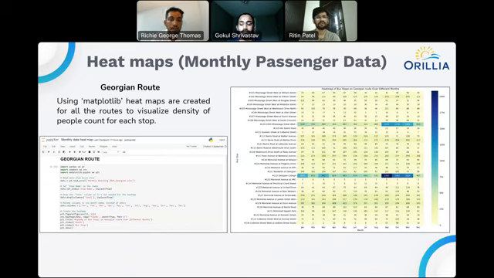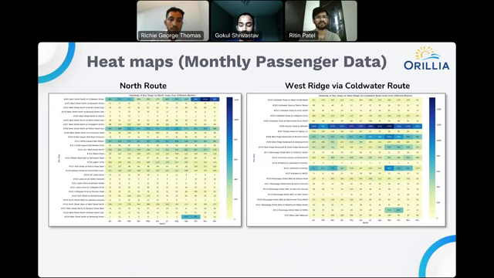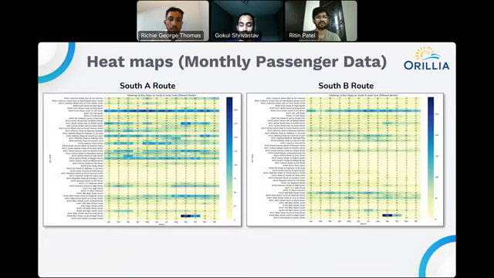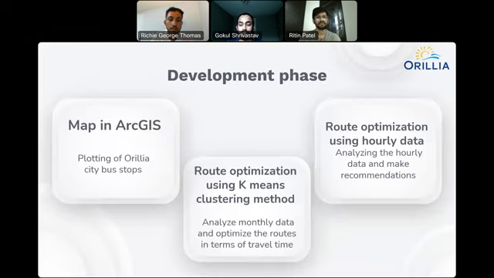And this is the monthly passenger data heat map for Georgian route. The left side is the code and the right side is the heat map. And the same for all the routes: Westridge via Coldwater, Lackley, and Barrie route, South A and South B. And now talking about the development phase, we had mainly three parts: plotting in ArcGIS, then route optimization using K-means clustering, and optimization using hourly data.